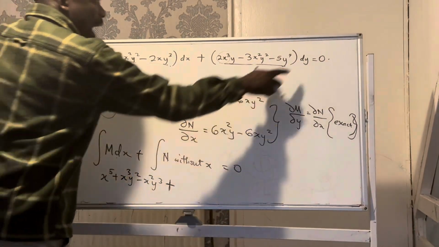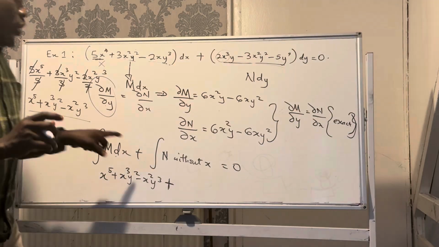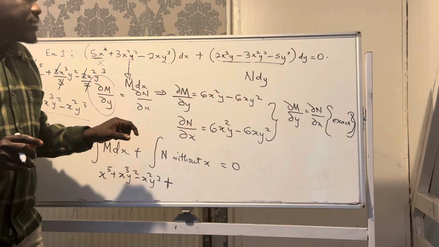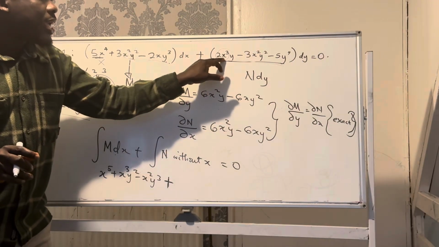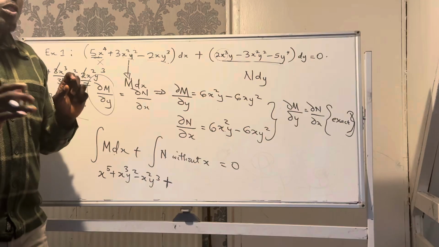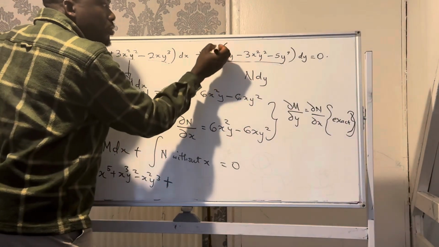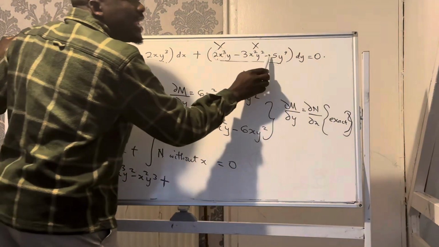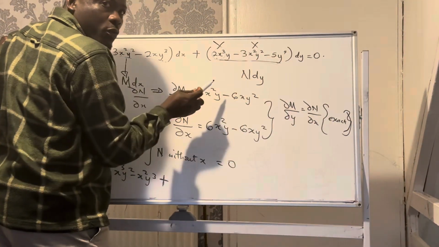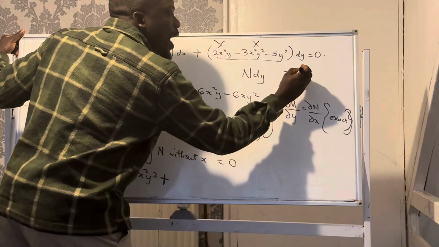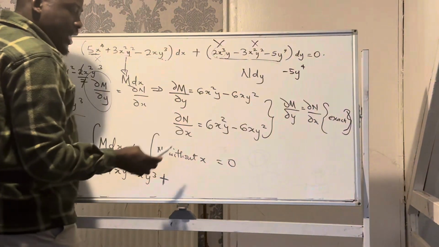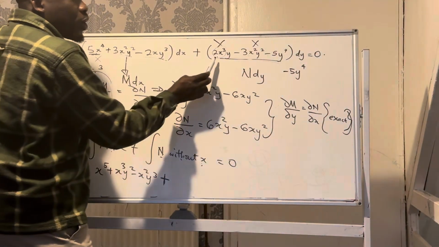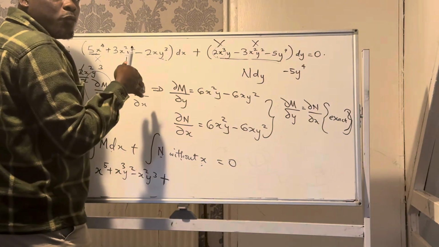With respect to y. Now this is very straightforward. I said integral of n without s. That means any variable you see here with s will be nullified. So we have s here, so we won't integrate this. We have s here, we won't integrate this. We are only left with minus 5y⁴. So that's why I said n without s. Because there is s here, there is s here, they are of no use.